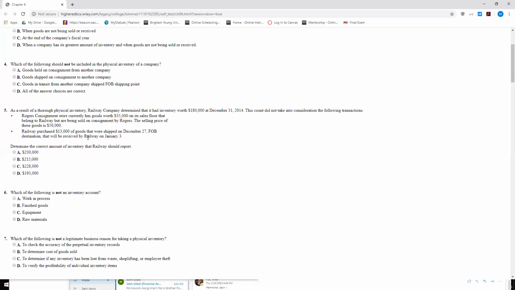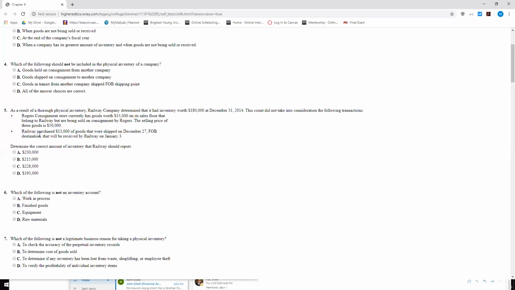Correct. They just put the selling price in there to throw you off a little. Confounding variables, or whatever you want to call it. Obfuscation. Some word that makes you sound smart. Railway purchase, so they're the buyer. The seller sent it FOB, so it's theirs until it gets there. So we would add that one in too.